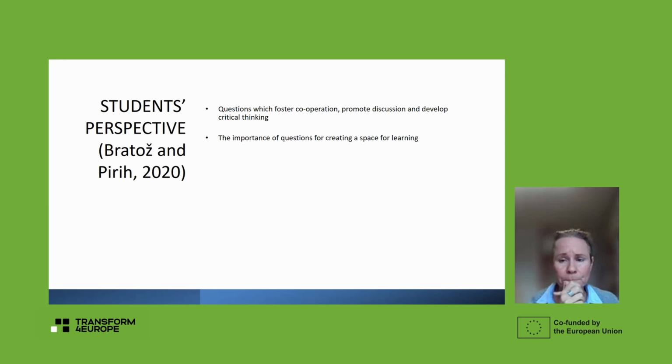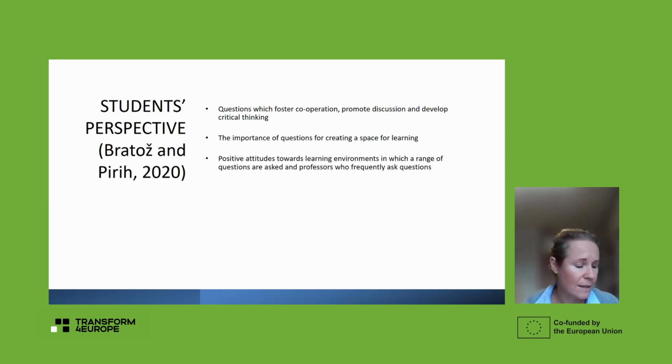The students also expressed quite positive attitudes towards learning environments in which a range of questions were asked, where this was a prompting strategy that was very often used by the lecturer, and they expressed positive attitudes towards professors who frequently ask questions. But of course, the right questions in the right way.